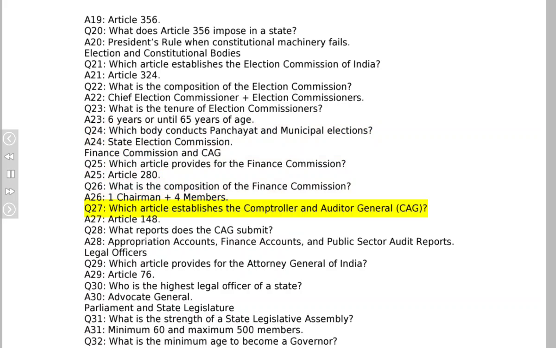Q27. Which article establishes the Controller and Auditor General, CAG? A27. Article 148. Q28. What reports does the CAG submit? A28. Appropriation Accounts, Finance Accounts, and Public Sector Audit Reports.